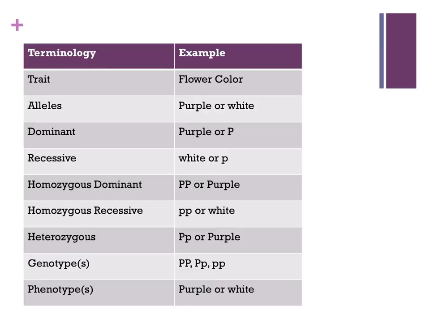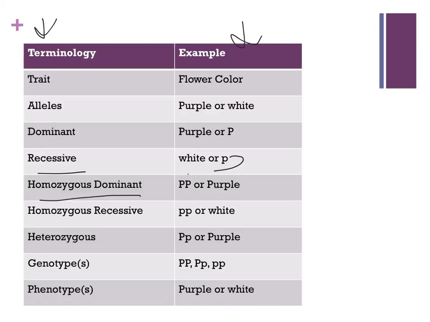So for instance, on one side you could put trait, and then on the other side you could put flower color. And you could list any of those other examples that we said too, like plant height or seed type, okay? Anything like that. But here we're going to go through. The trait would be flower color. The versions or alleles are going to be purple or white for a pea plant. The dominant allele is purple or capital P. The recessive allele is white or little p.